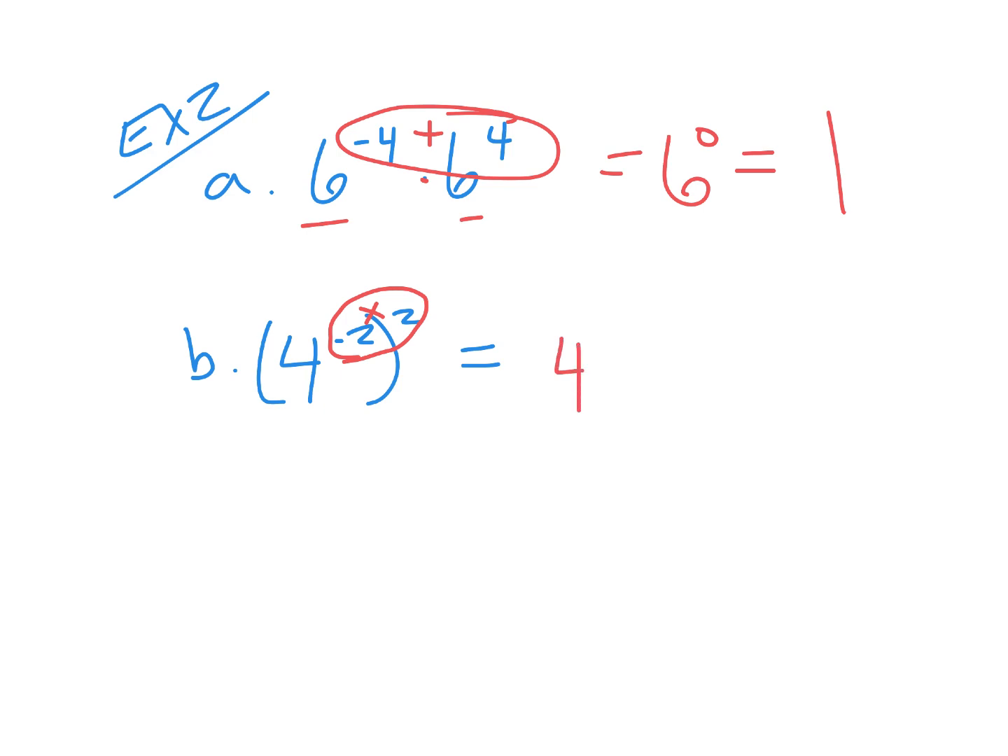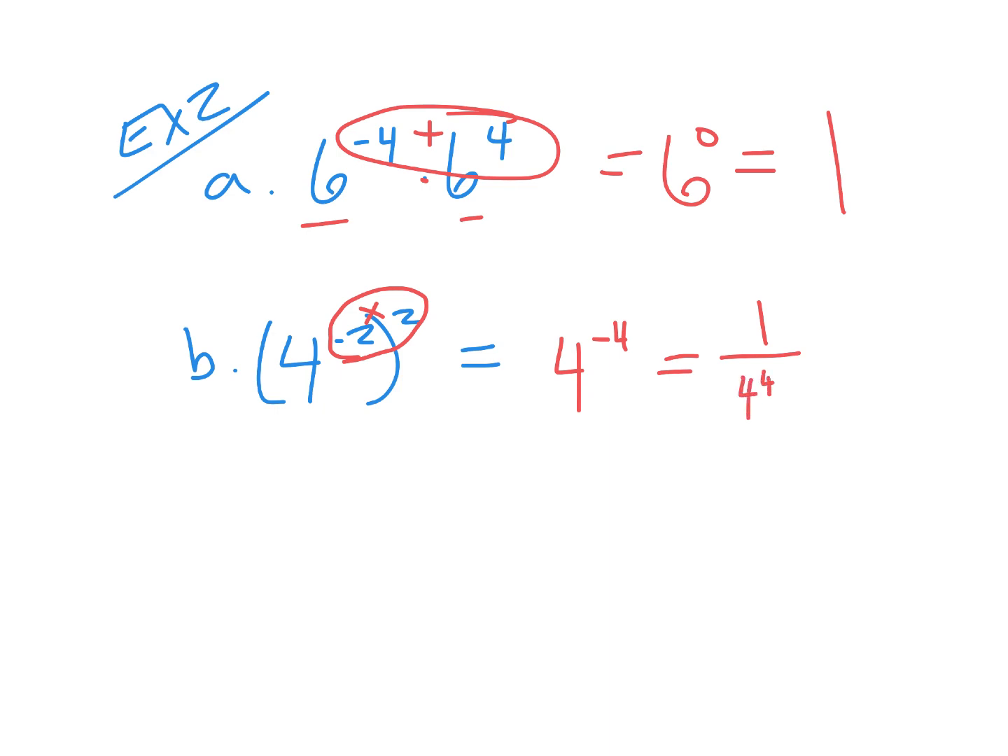So we get 4 to the power of what is negative 2 times 2? Negative 4. Okay, how would I simplify that? It's got a negative in the exponent, so what do you do? Put it under the number 1. Yep, put 1 over 4 to the power of 4.